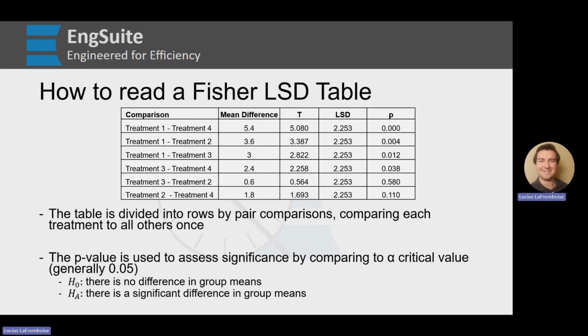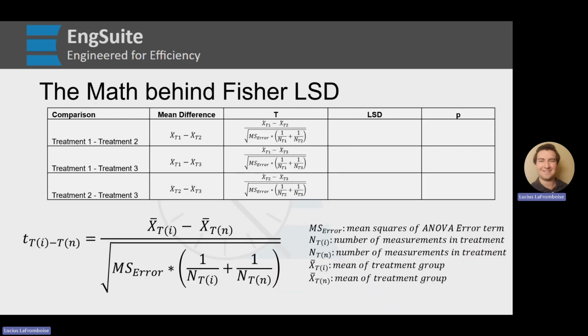So now that we know how to read it, let's do the math. For this example, because we have quite large equations, we broke it down and said we only have 3 treatment groups, which makes it a much smaller table. We only have treatment 1 to 2, 1 to 3, and 2 to 3. Nice little 3-man round robin.